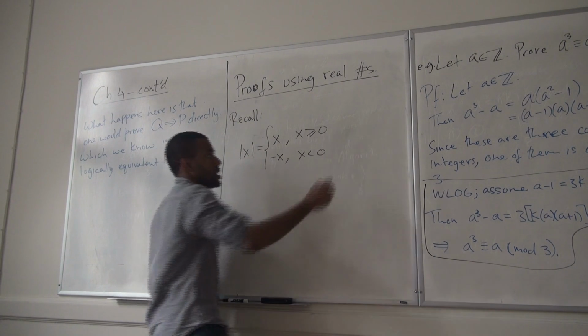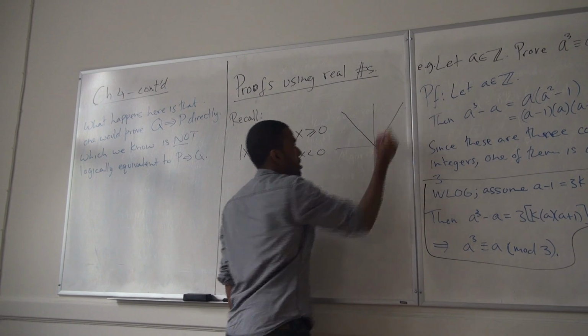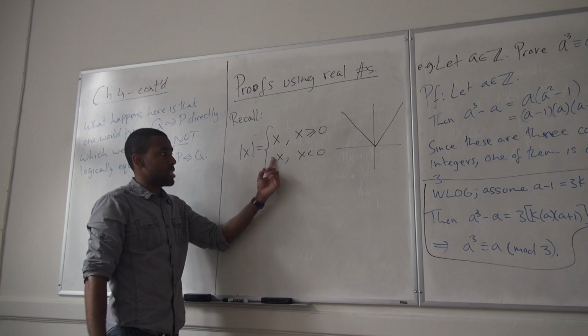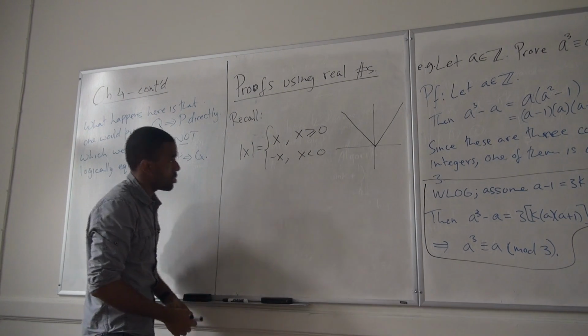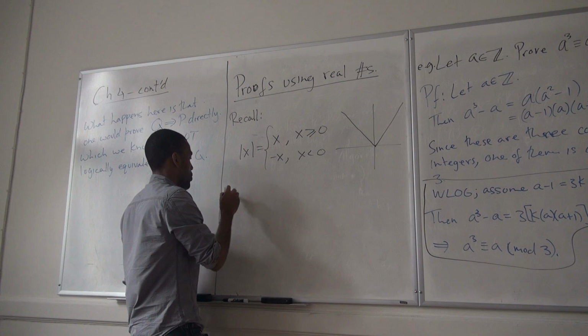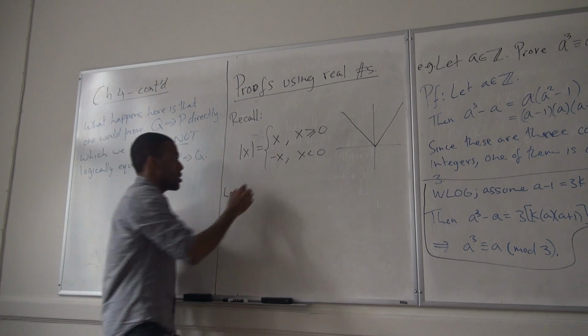That's the definition. That's the function whose graph looks like a V. It likes to keep things non-negative, so whenever your x is less than 0, it takes the negative of it to make it positive. Okay, so that's the absolute value of x. I'm going to prove what we call a lemma.